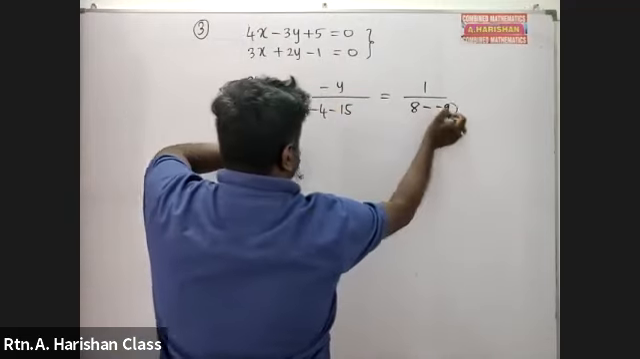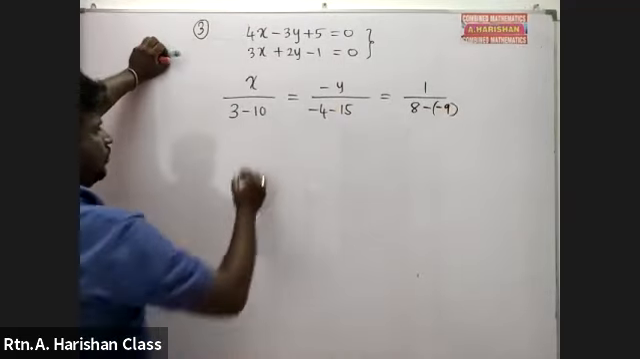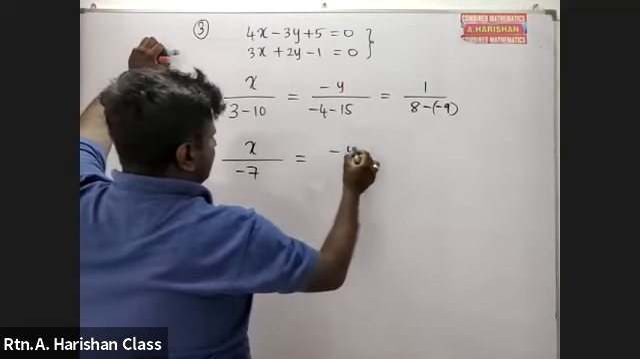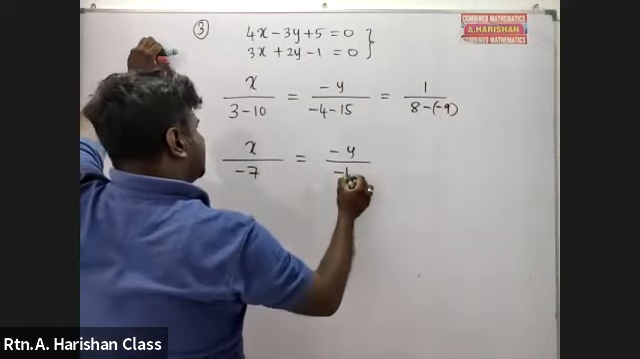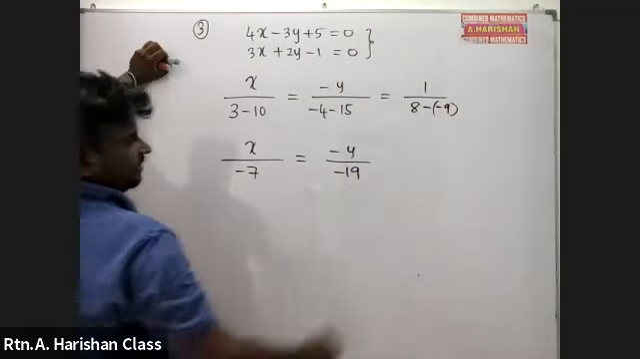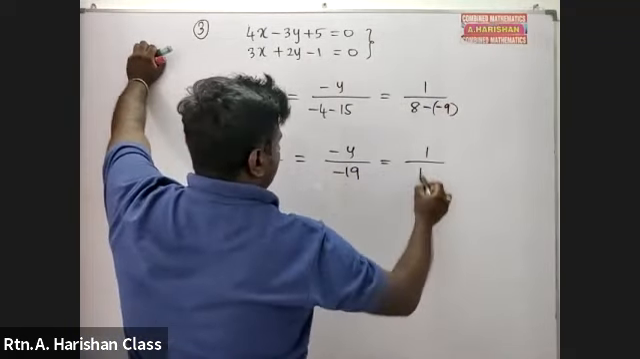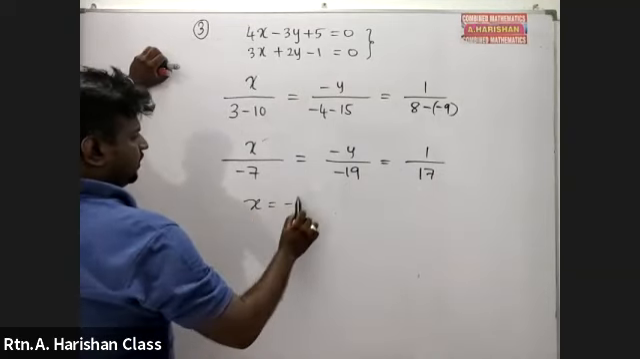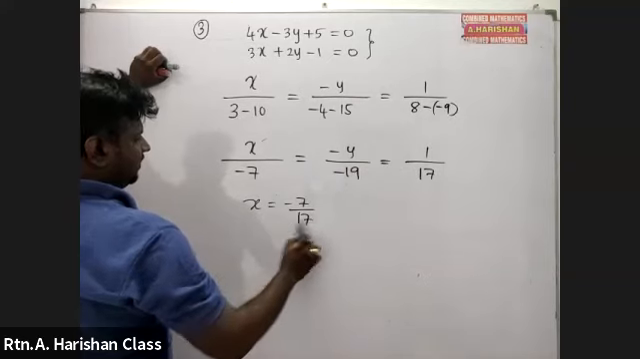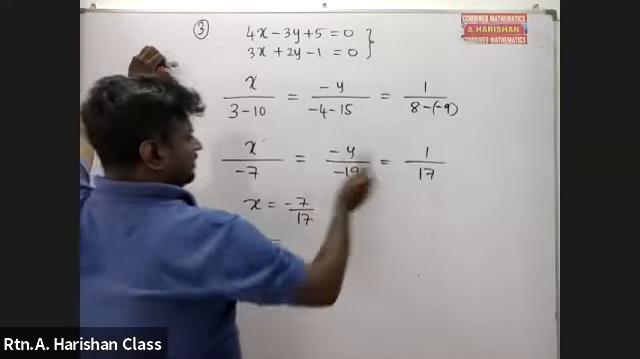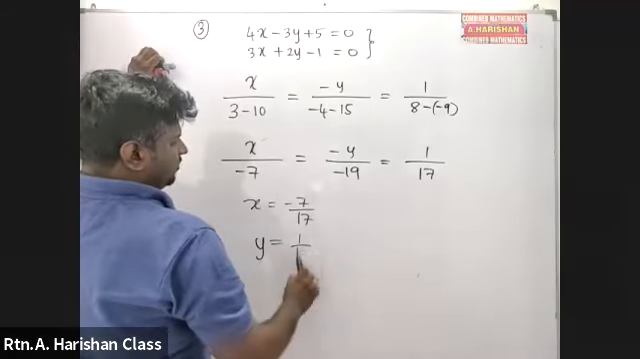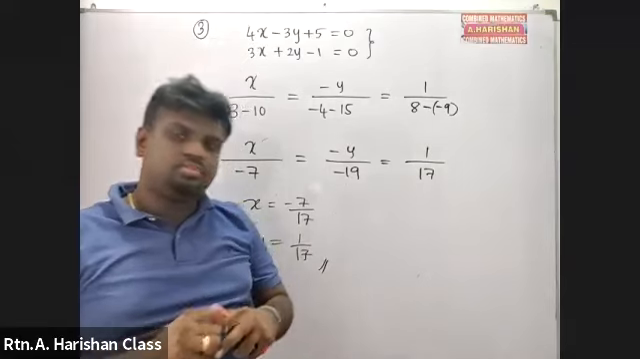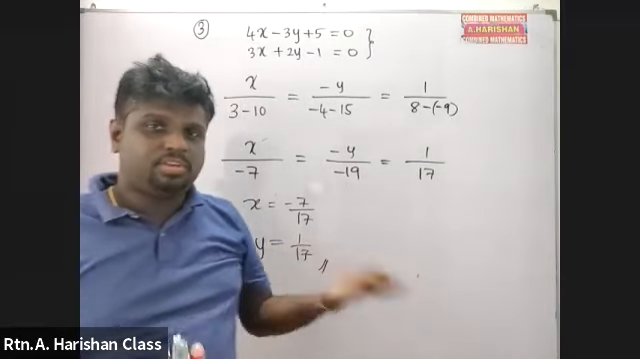minus 9. Again, so x over minus 7 equals minus y over minus 19, that equals 1 over 17. So x equals minus 7 by 17, and y equals, minus minus cancel, positive 1 over 17. Excellent way of solving simultaneous equations.